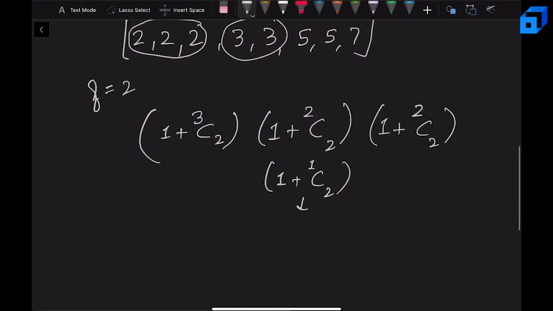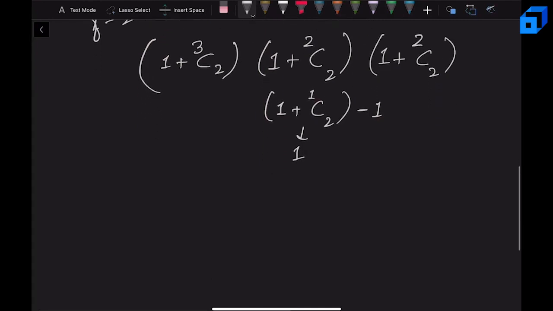That actually means that we can only ignore the element 7. We cannot take it because the frequency is 1, and we cannot select two elements because we only have one element. But notice that we need to subtract 1 here as well, because we have to subtract the case where we ignore all the elements. That is, we get an empty subsequence and we only need to count non-empty subsequences. So I'll subtract 1 here. Now let's actually do it for any general f.